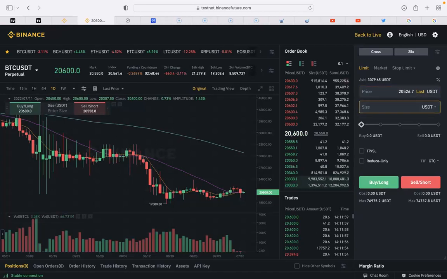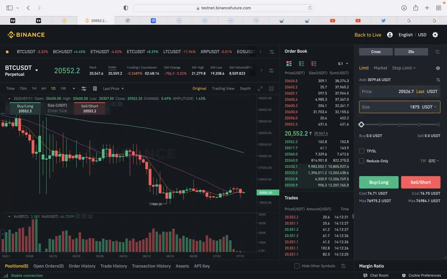Now that I have my risk amount, I'm going to be using the USDT denominator. I won't use BTC because this is harder; this is a faster way to calculate. So 75 multiplied by 25 will give you your position size. My position size is 1875. That means I'm going to be risking $74 on this trade and I want to short.